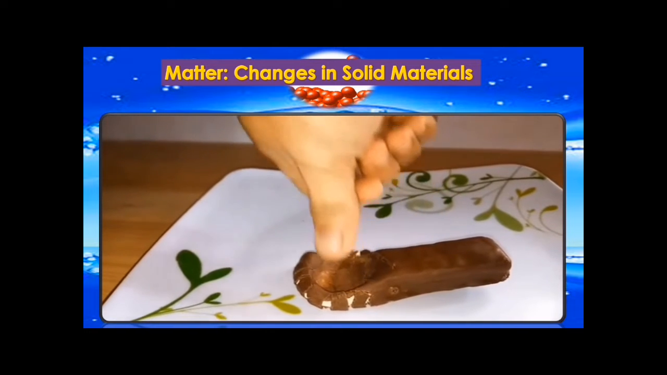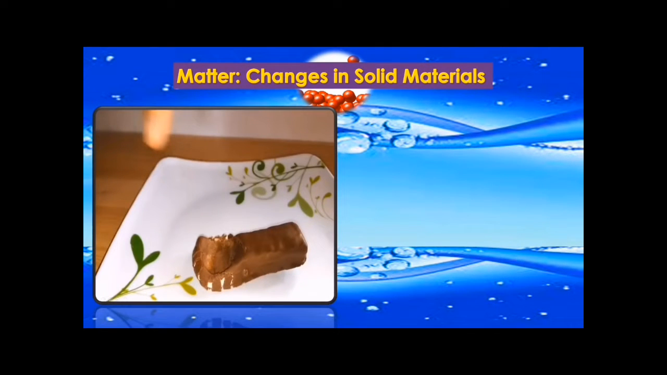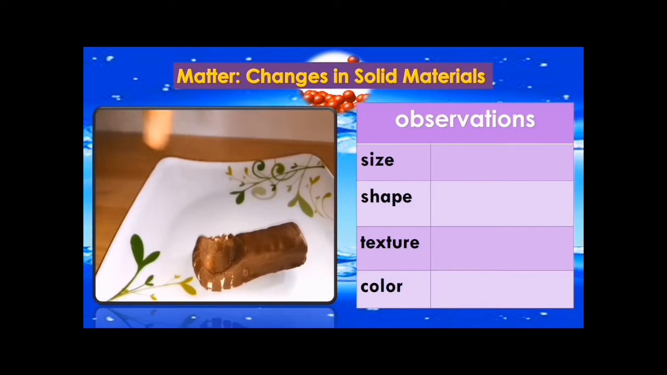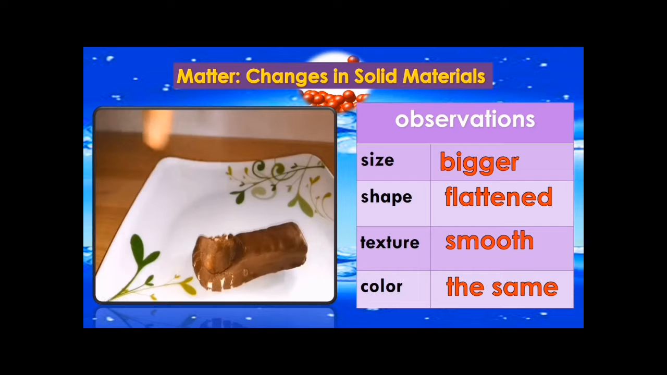Now this time is the chocolate bar when pressed. So what changes are observable after the chocolate bar was pressed? Did it change its size? You're right, the chocolate bar became bigger. Is there a change in its shape? Yes, the area that was pressed became flattened. What can you say about its texture? Yes, the area that was pressed became smoother. Did it change its color? Right, the color is still the same.